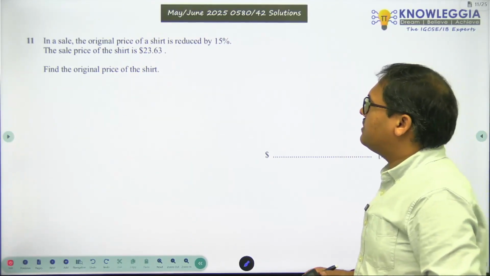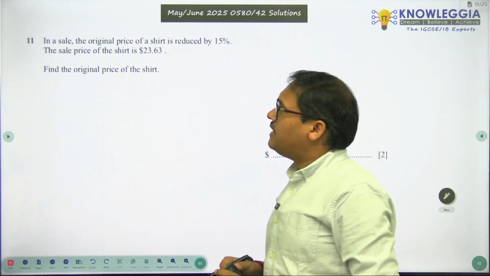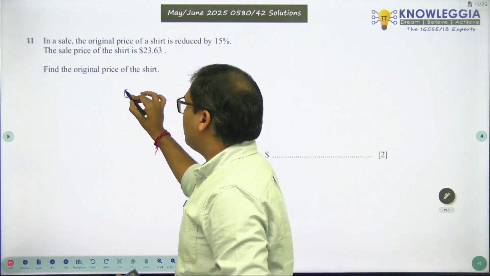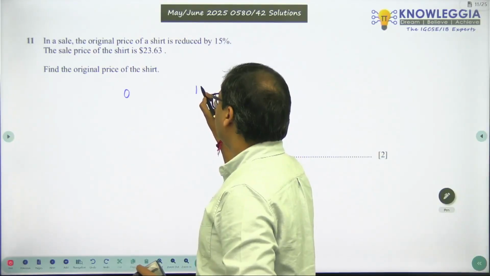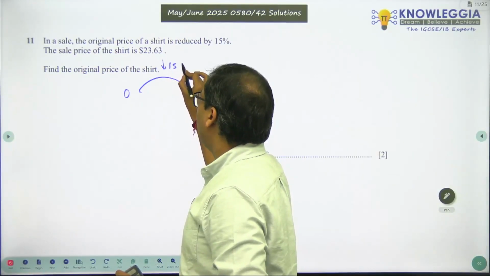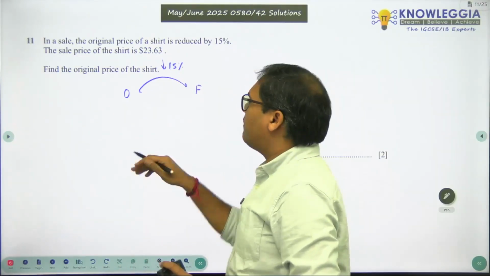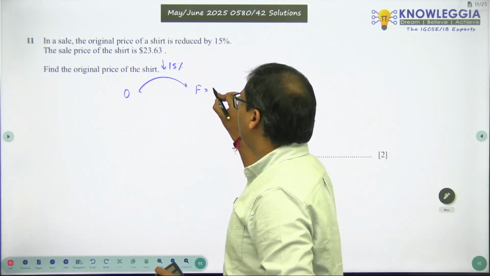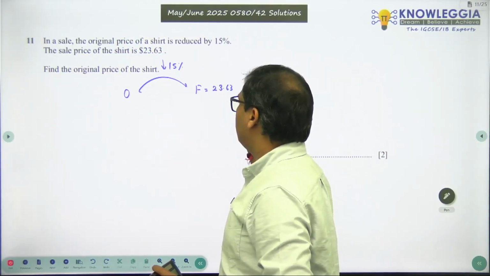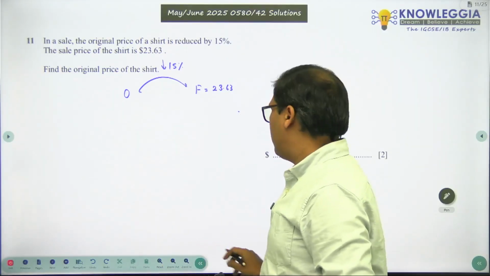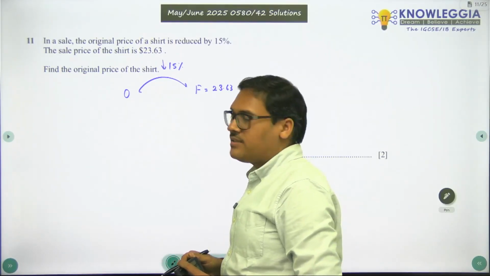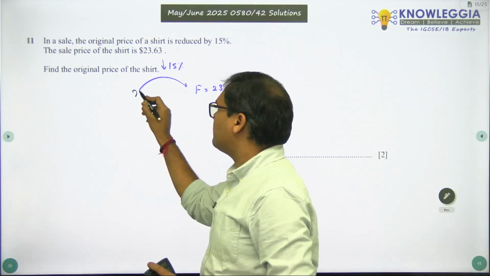In a sale, the original price of a shirt is reduced by 15%. The sale price of the shirt is this. What is the original price? So this is the original price, and this is the final price, the sale price, which is $23.63. It is decreased by 15%. Now see, let's say the original price is X.